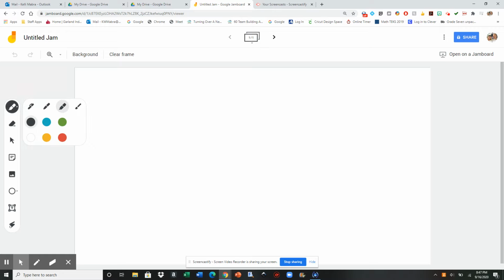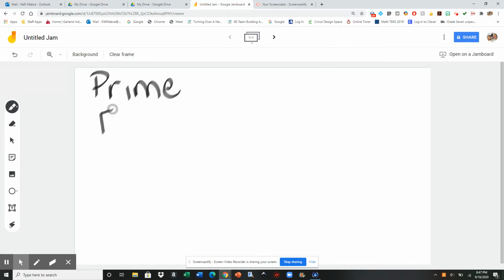Today we're going to go over prime factorization and just how you do prime factorization with an exponent. Remember that prime factorization is breaking down a number as small as it can be, using only prime numbers in the very, very end.